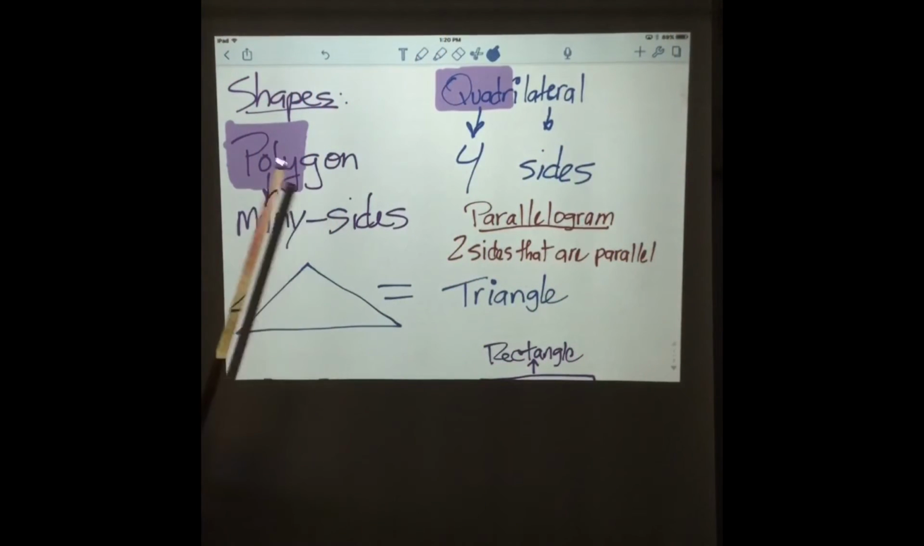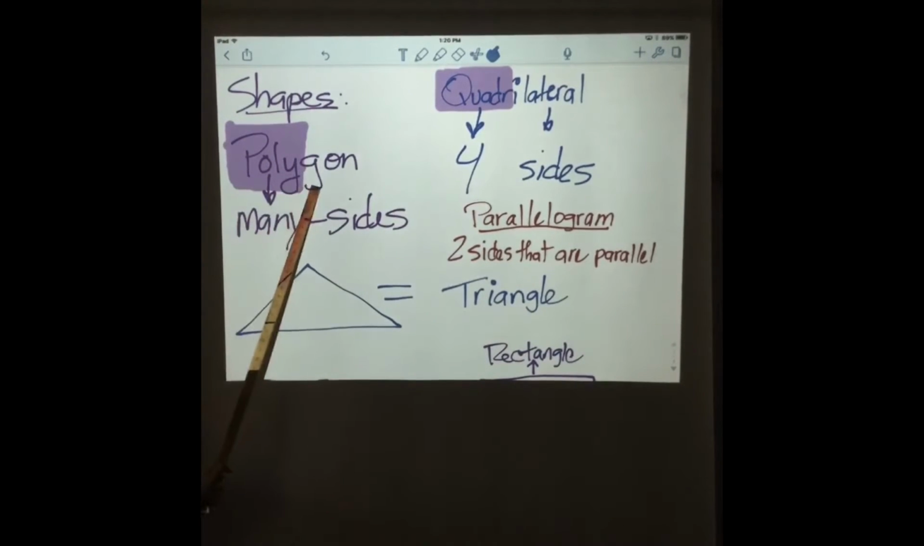Welcome back to math. Today we're going to talk about shapes. Yeah, scary, isn't it? Well, we have several words that we want to use.